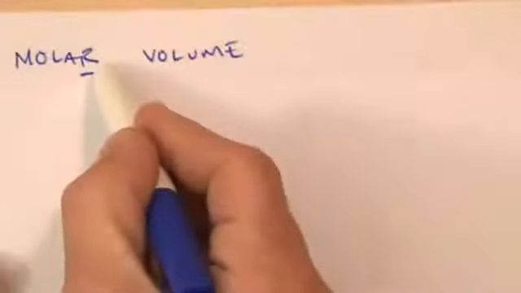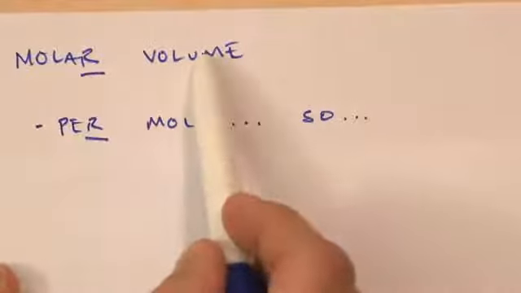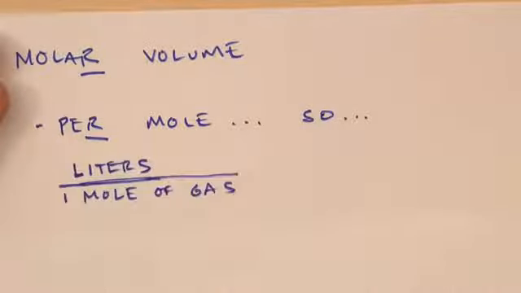First, let's look at molar volume. If you remember from our past study of moles, the word molar, which ends in R, always means per mole. And since it's molar volume, it always means the amount of gas volume per 1 mole of gas. And so in terms of units, it would be how many liters are there in 1 mole of gas, or liters per mole. This is known as the molar volume.